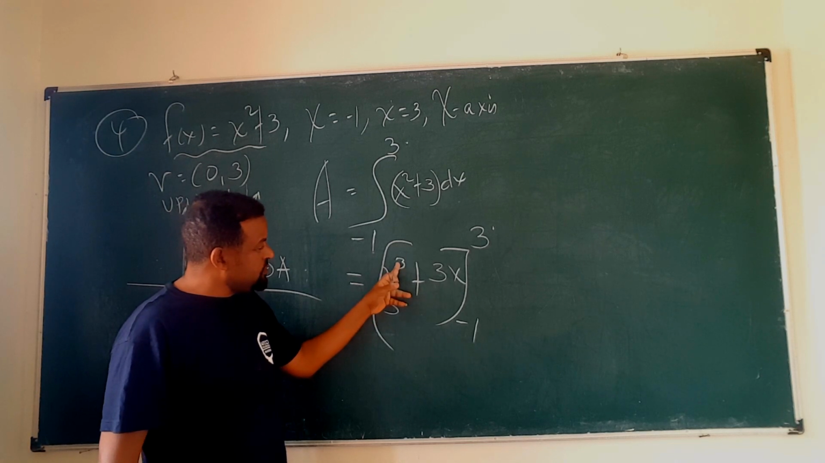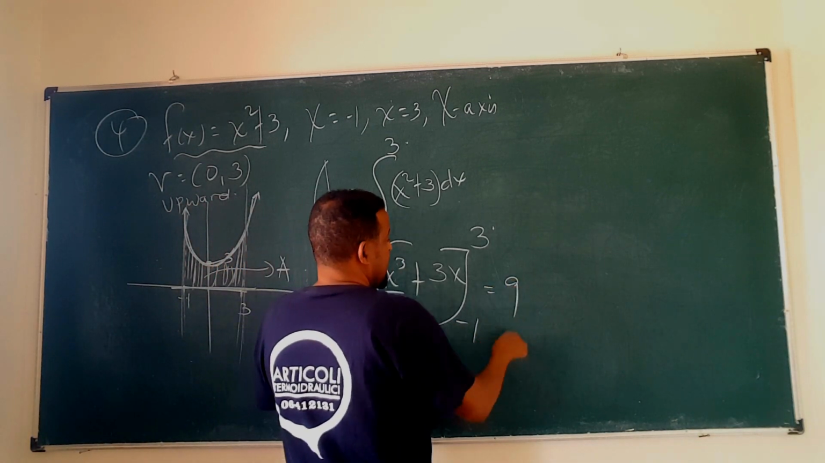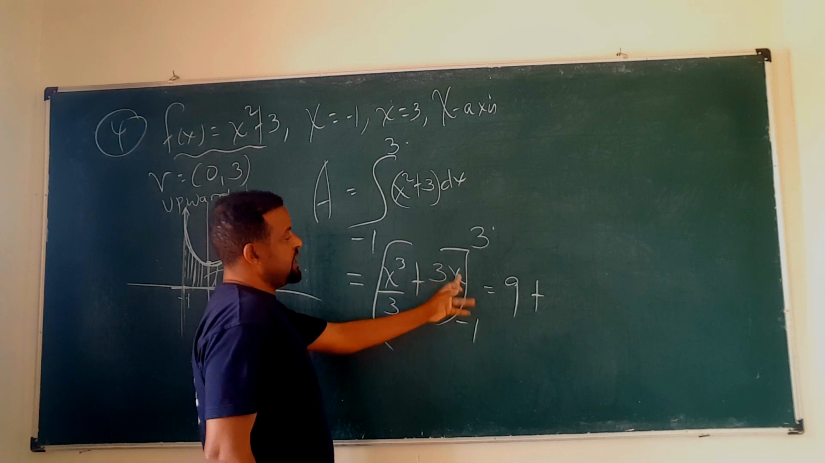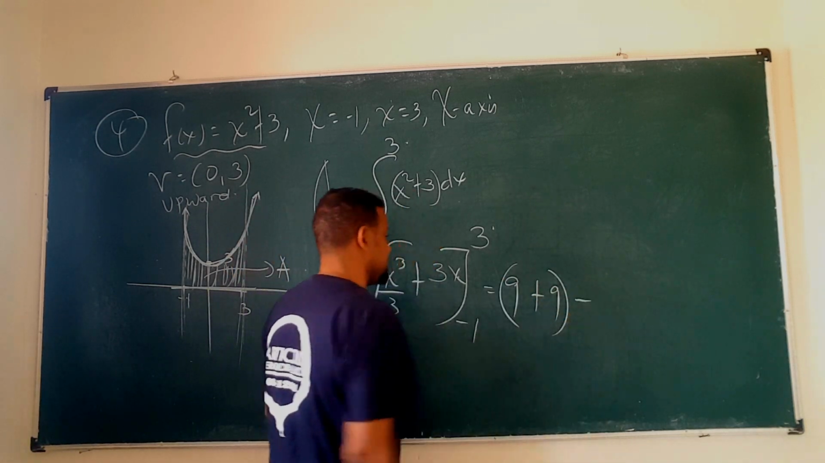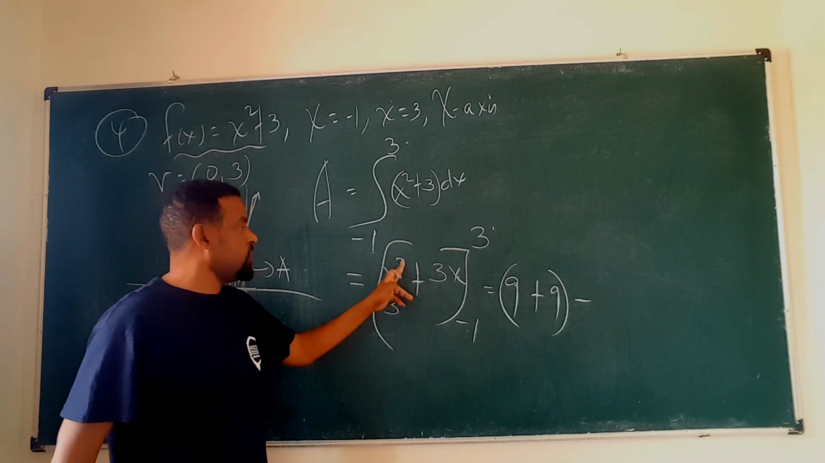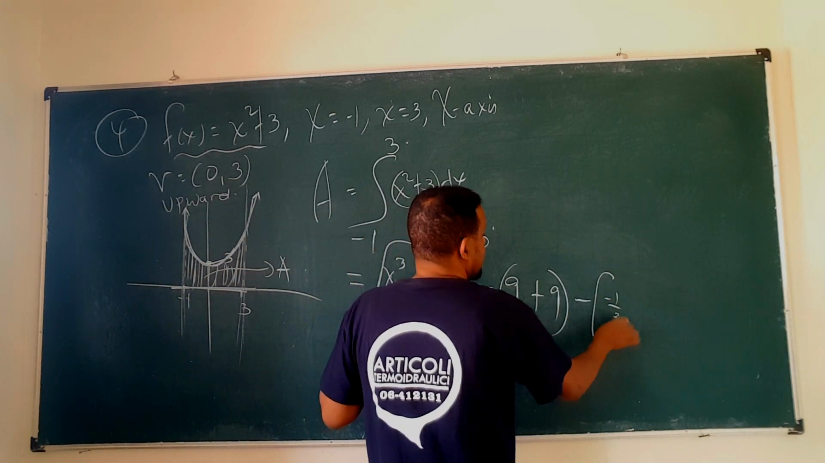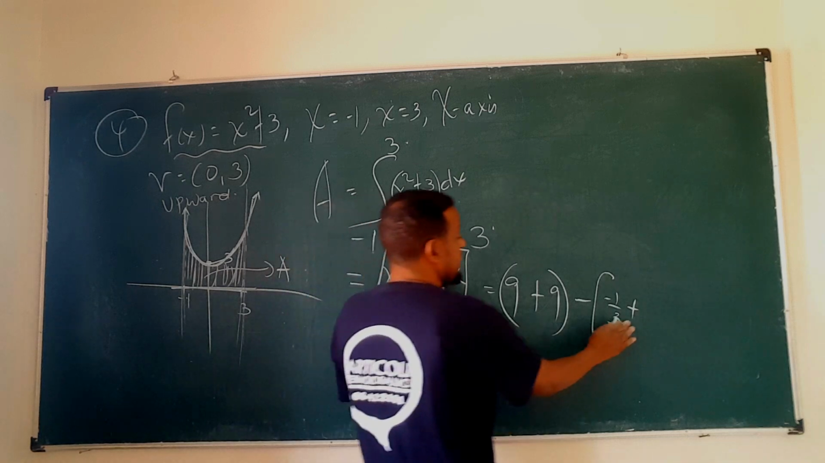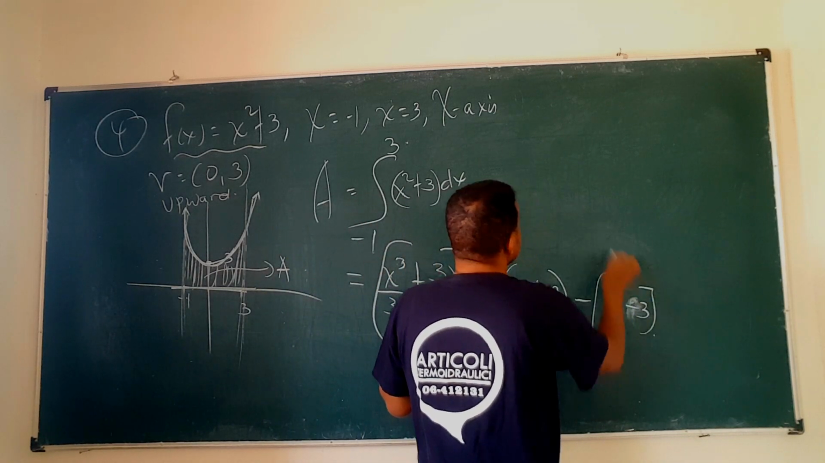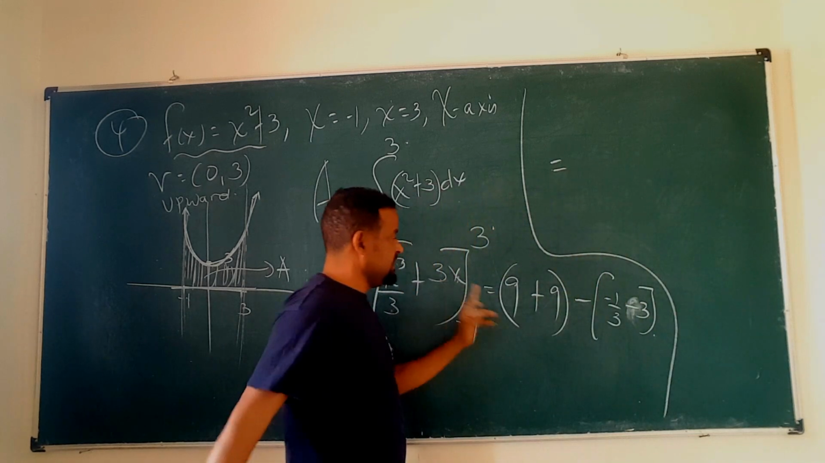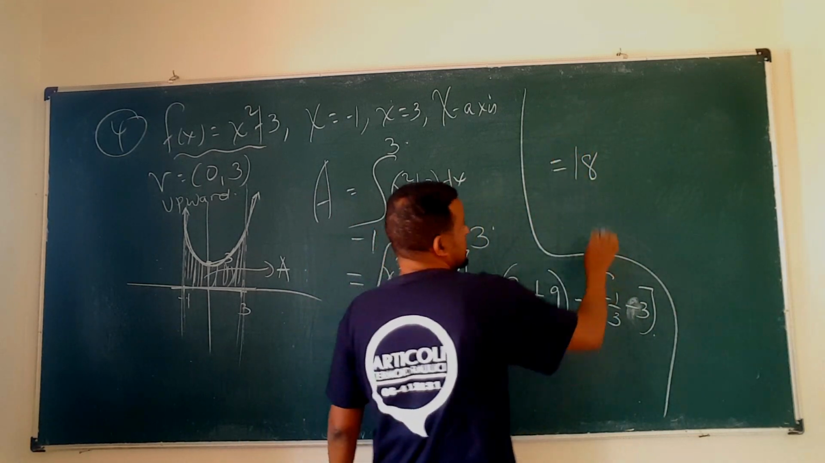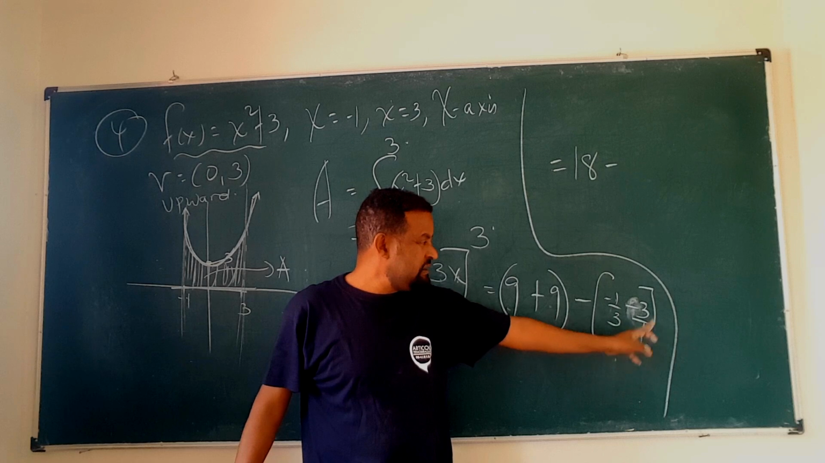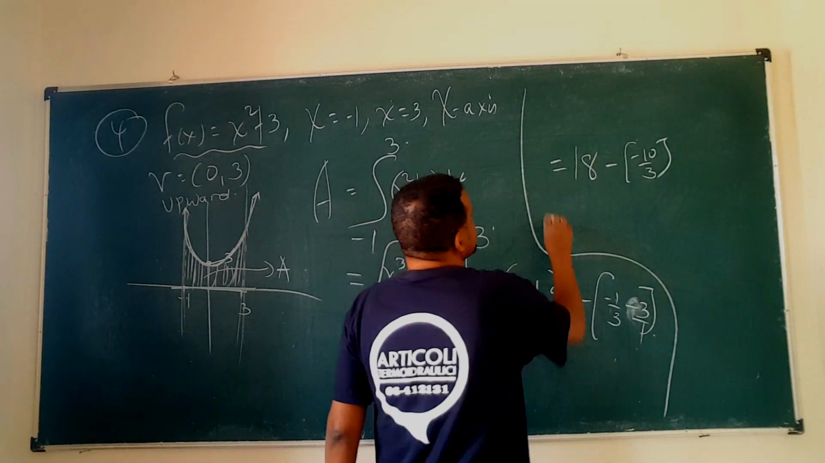3 ታስገቡ 3 cubed is 27 over 3 is 9, which is 9 plus, of course, 3 times 3 is 9. ታረጉና minus then negative 1 ታስገባላችሁ: negative 1 cubed is negative 1 over 3, of course, plus negative 1 times 3, which is negative 3. So that will be 9 plus 9 is 18, okay, minus negative 1 over 3 minus 3, which is negative 10 over 3.